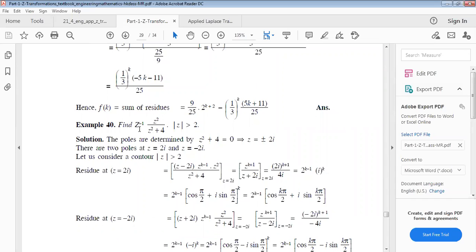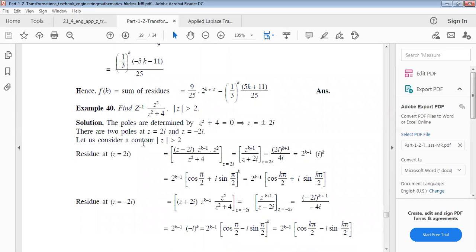Now finding the inverse transformation of z square by z square plus 4, where the absolute value of z is greater than 2. For finding the poles, you have to consider z square plus 4 equal to 0, right? So z square equals minus 4. Minus 4 can be written as 4i square, so z equals plus or minus twice i. This is why there are two poles: one z equals twice i and the other is minus twice i. But we have to consider that the absolute value of z must be greater than 2.